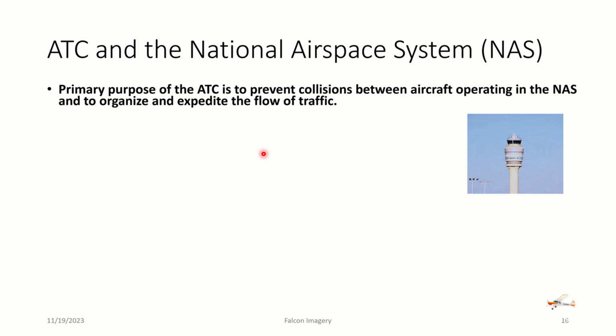In regards to the purpose of ATC, there are two main objectives: to prevent collisions between aircraft operating in the National Airspace System and to organize and expedite the flow of it. To expedite the flow and provide separation to prevent collisions. Those are the two primary responsibilities of ATC.